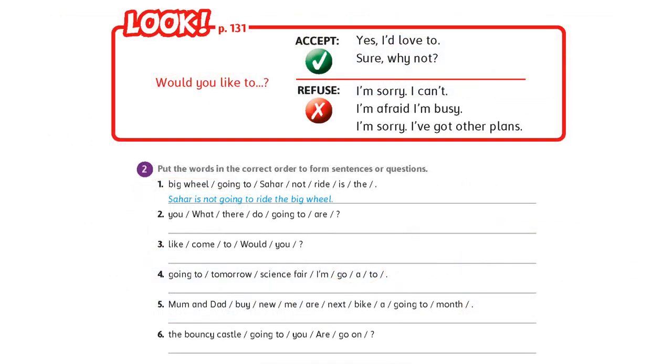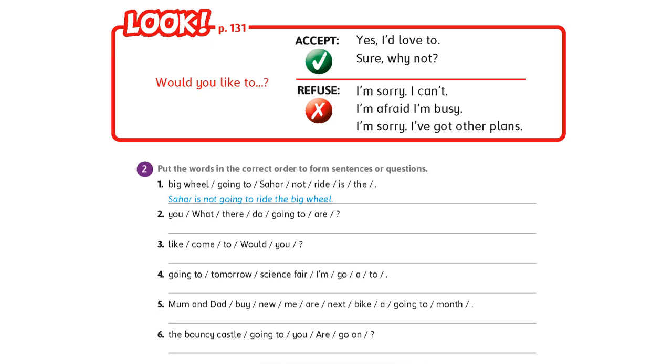Say invitations, asking someone if he would like to do something. Accepting, you say: yes, I'd love to. Sure, why not? Great idea, nice idea. If you refuse or say no or you can't, say: I'm sorry, I can't. I'm afraid I'm busy. I'm sorry, I've got other plans. I am sorry, I will do my homework. I am sorry, I'm going out with my family. I am sorry, I'm tired.